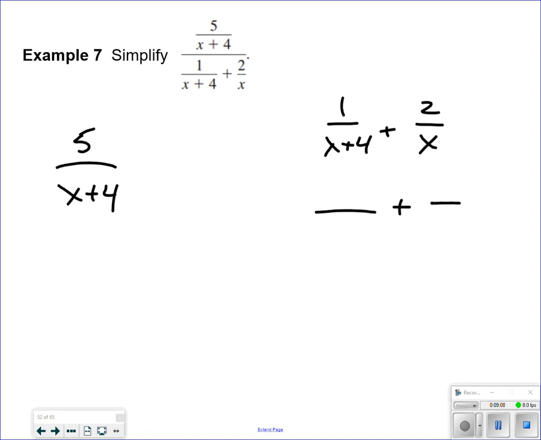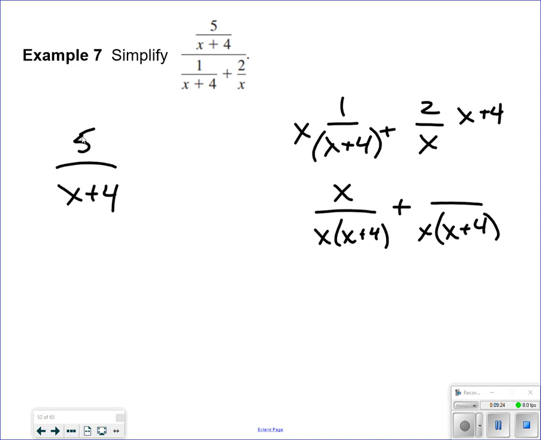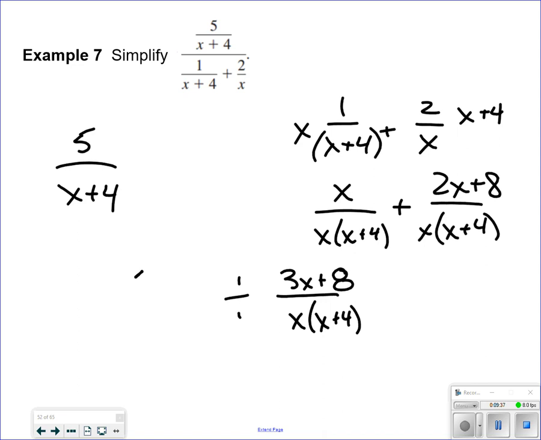I need to come up with the common denominator. Remember, this is a binomial, and that is not. So I need an x and an x plus 4, which means I need to multiply the first one by x to get the common denominator, and I need to multiply the second one by x plus 4 to get the common denominator. Adding like terms. So x plus 2x makes 3x plus 8. All right, now divided by 5, x plus 4.